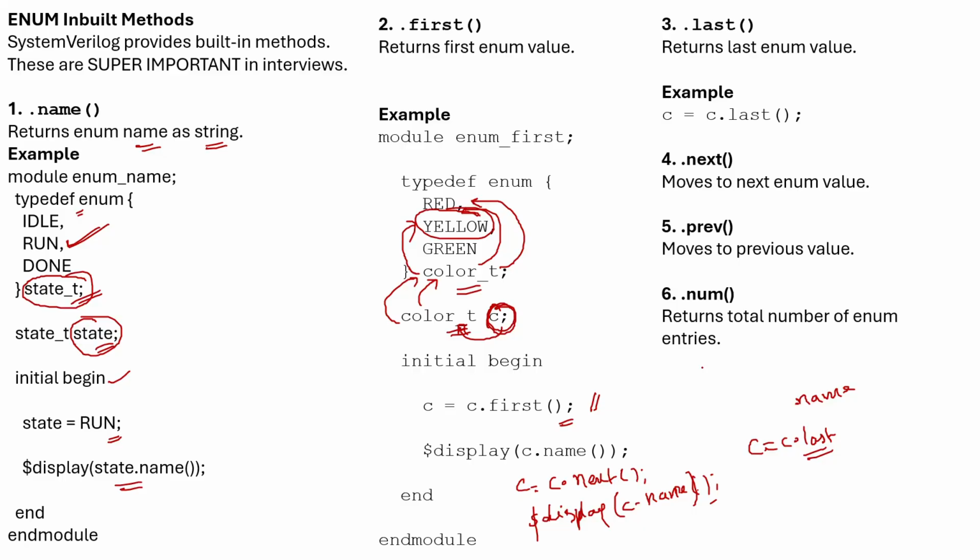And also another thing, num, means how many names are there in your enum data type. That will also be printed. All these are inbuilt methods.